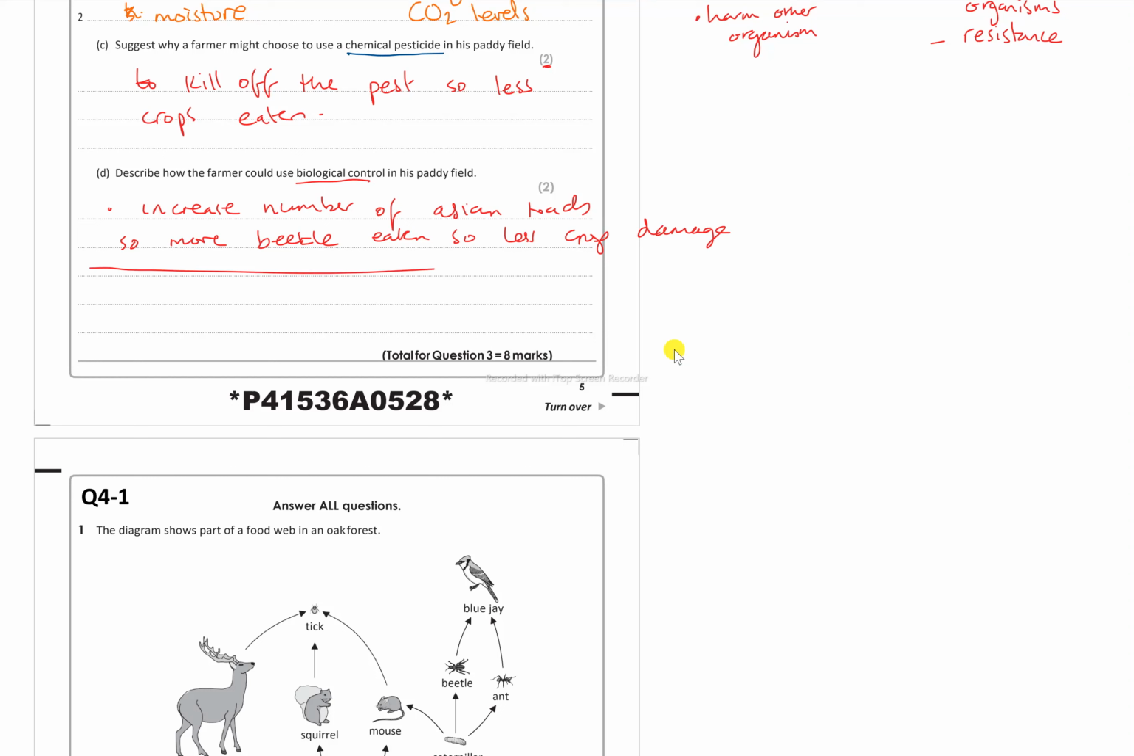Or we could have gone down the other route where we could have said reduce mongoose levels, so less toads eaten, or the number of toads can increase.